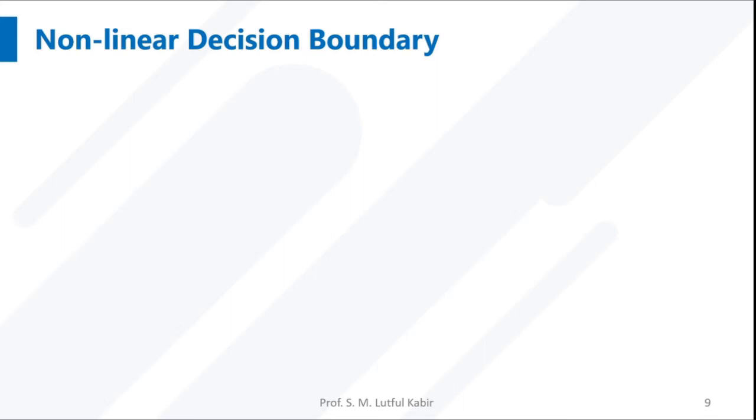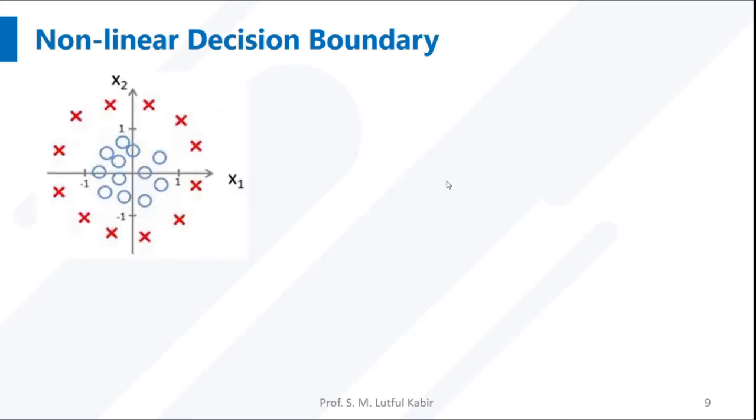Let us show you an example where the decision boundary may be nonlinear. Let us say this is a data set where the circular marks are the negative examples and the cross marks are the positive examples. In this case, we'll end up with a decision boundary which is nonlinear.